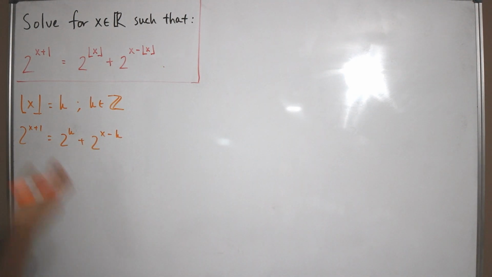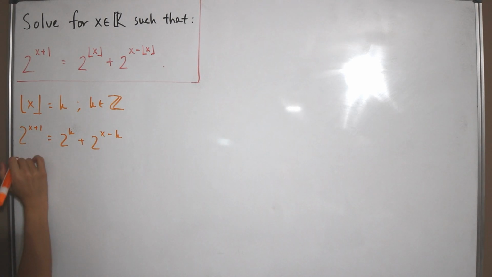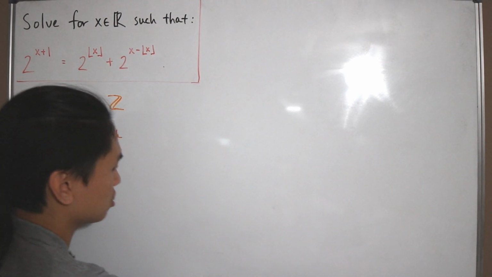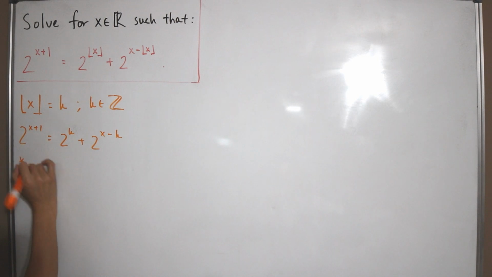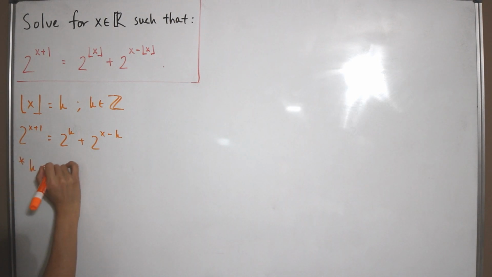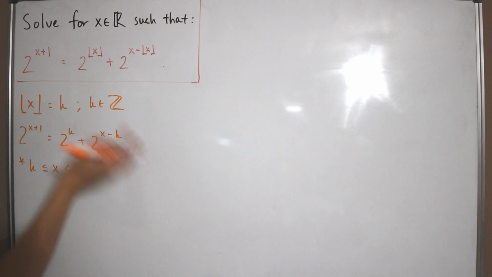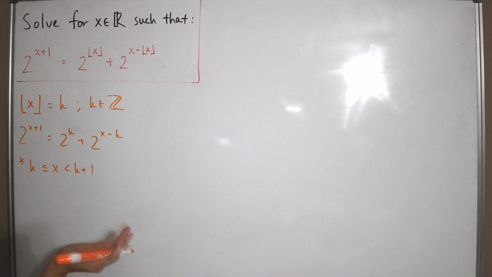Because the floor of x is equal to k, this implies that specifically the compound inequality is written as follows. Let me put a little asterisk next to that. So that means k is less than or equal to x, which is less than k plus 1. Again, as you see, it follows with integers, so it has to follow with this implication.